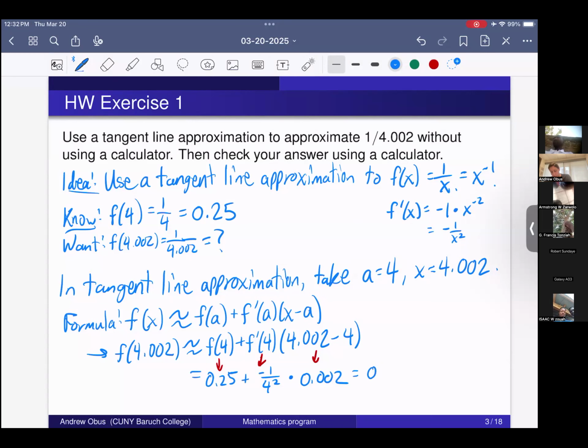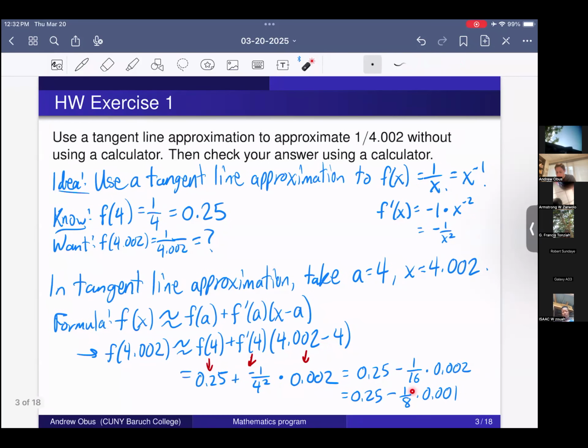This comes out to be 0.25 minus 1/16 times 0.002. Another way of writing this would be 0.25 minus 1/8 times 0.001. I can do this because I just divided this by 2 and I also divided the 16 by 2. That's fine. And maybe you know that 1/8 is equal to 0.125. Let me just finish this up over here, I don't have space here.